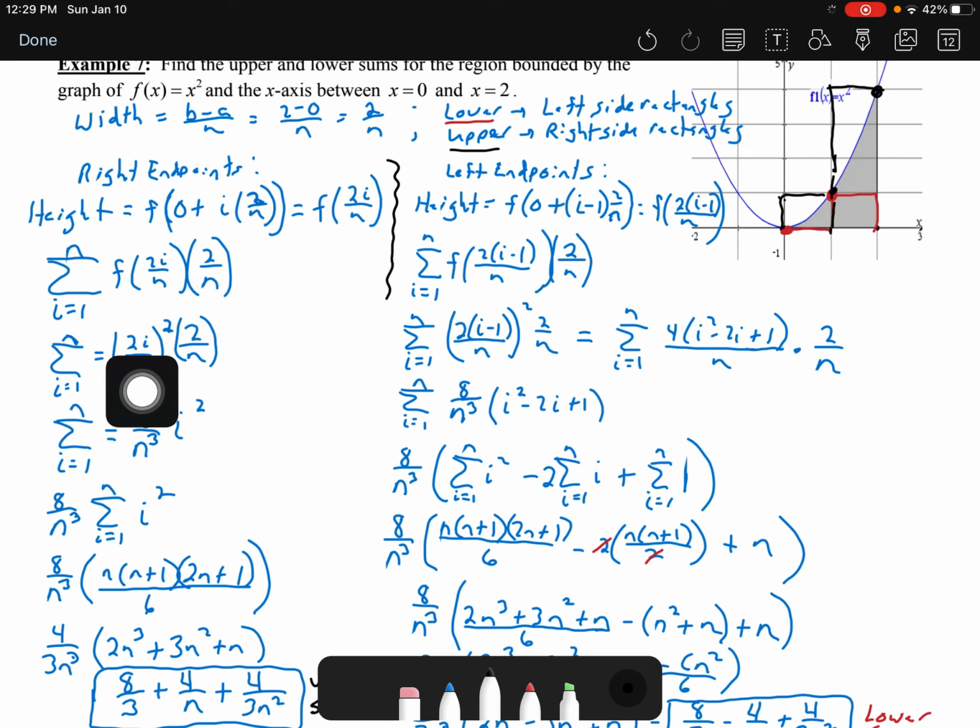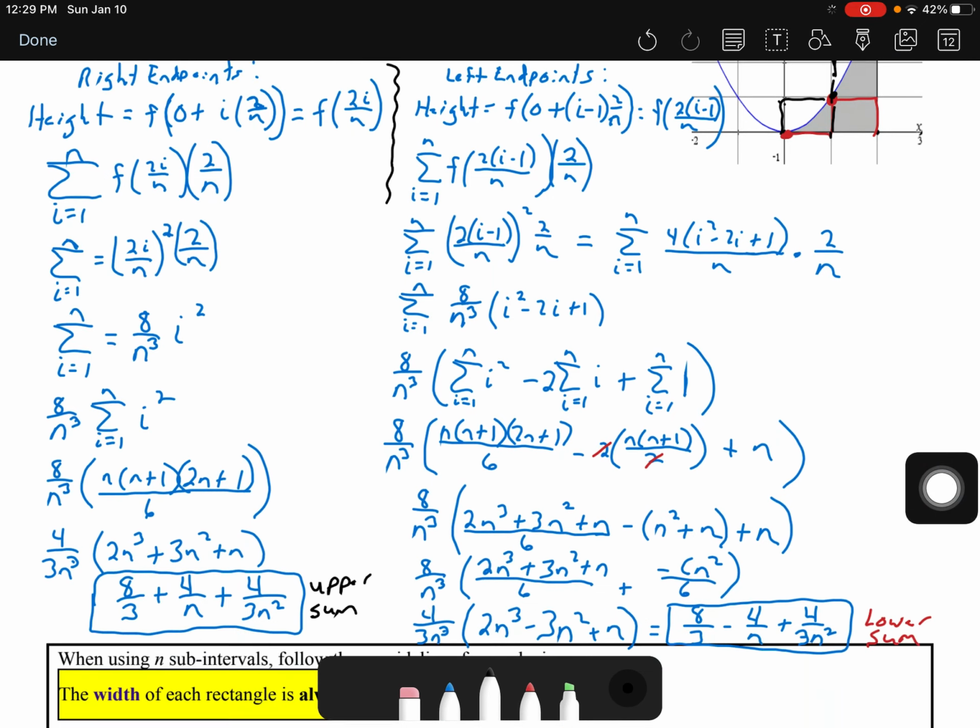If I square this out, I would have 4i squared over n squared, so 4i squared over n squared times 2 over n is going to give me 8 over n cubed, and then I'll still have the i squared. Hopefully that's making sense. We have a little algebra to simplify there, but this is 4 times 2, so that's 8, and then you've got n squared on the bottom times n here, that's n cubed.